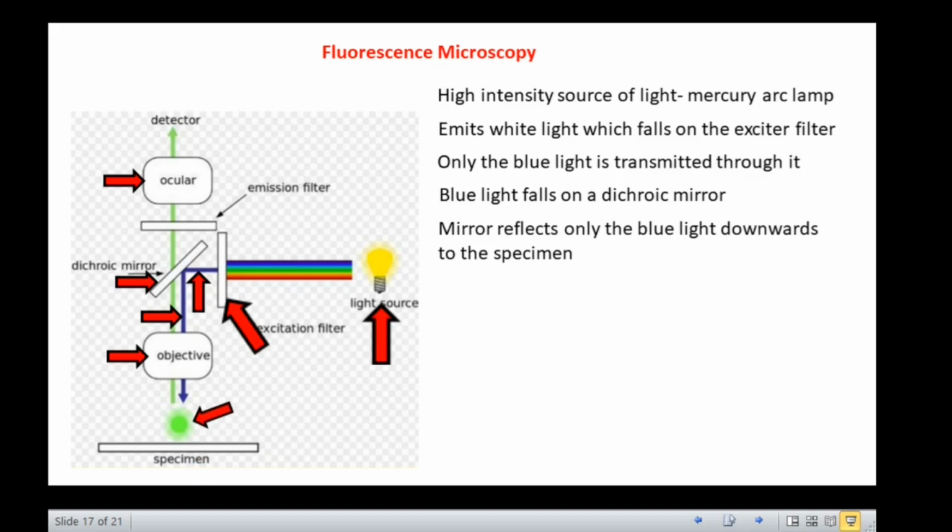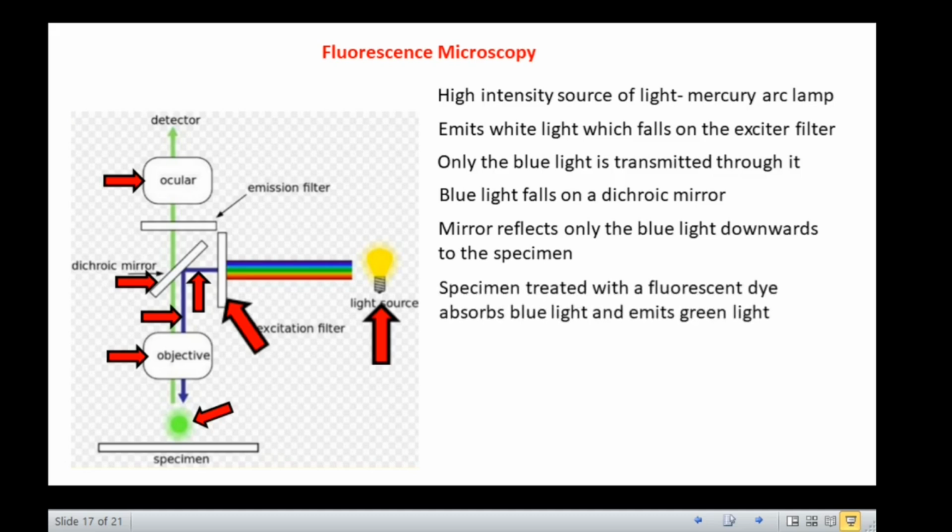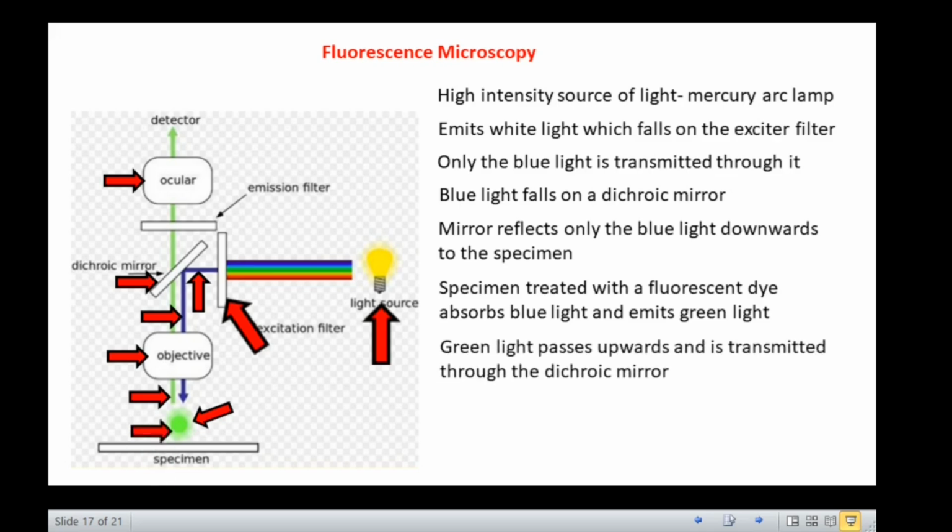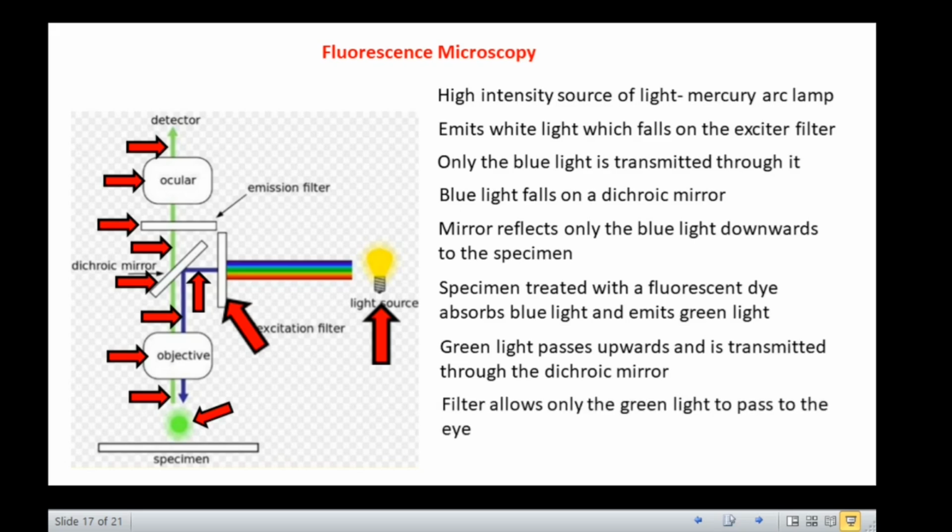The stained portion of the specimen treated with a fluorescent dye absorbs blue light and emits green light. This green light passes upwards and is transmitted through the dichroic mirror and finally reaches the barrier filter. This filter allows only the green light to pass to the eye and blocks out any residual blue light. Thus, the stained portions of the specimen appear as glowing green against a black background.